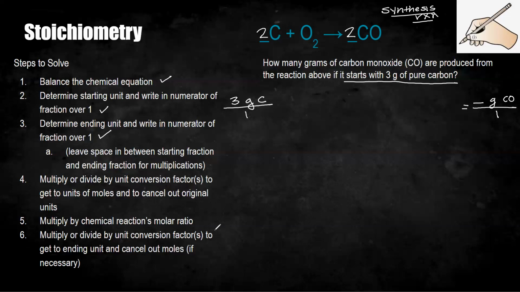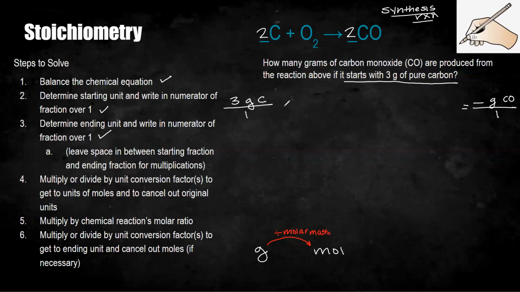Step number 4 is to multiply or divide by unit conversion factors to get the units to units of moles and to cancel out the original units. So again, just to review, when we are going from grams to moles, we are dividing by the molar mass, which we get from our periodic table.